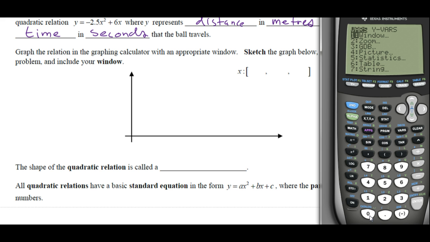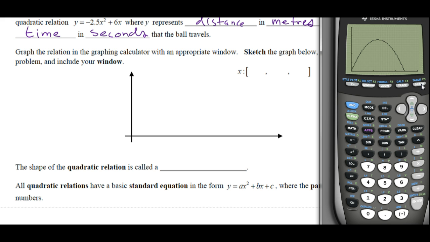So we're going to put a 0 in for y min. Oh, wait. Window. If you're following along with the video at home, don't do this. Okay, 0, and I think 5 is high enough, and graph.